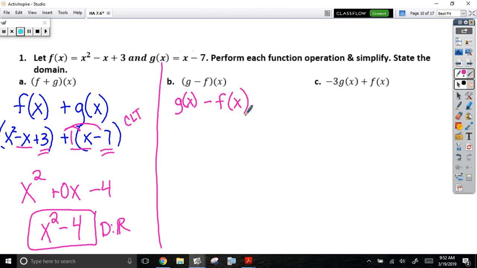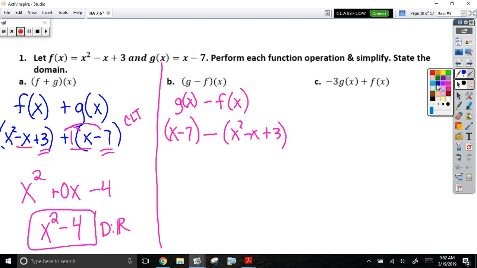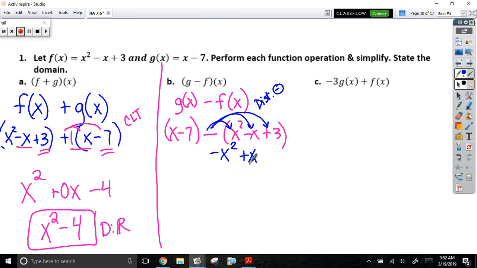Now for the minus, you do have to be careful because you'll have to distribute a negative. So g of x is x minus 7. F of x is x squared minus x plus 3. So just for subtraction, the order matters, and you have to make sure you distribute your negative symbol. So that'll get me a minus x squared, a plus x, and a minus 3. Everything in the first parenthesis stays as is. And then we'll combine our like terms.